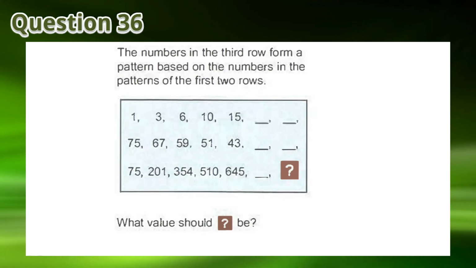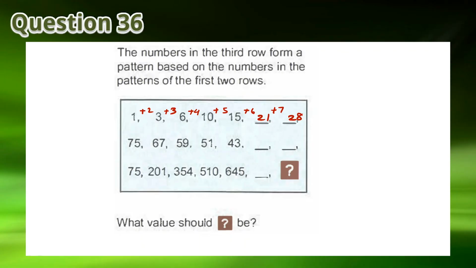The numbers in the first row form a pattern by the difference being +2, +3, +4, +5, so the next term must be 21 because we add 6 to 15. And the next one must be 28 because we plus 7 to 21.